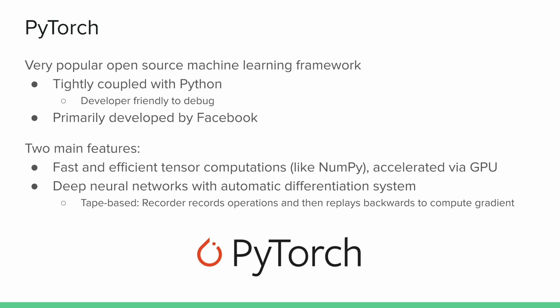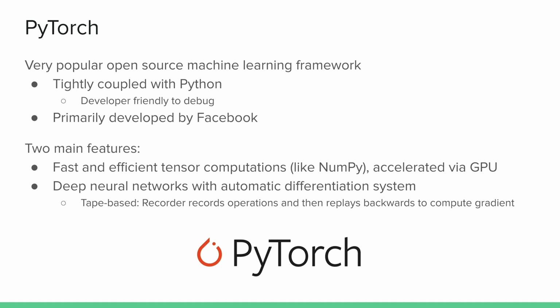The second very popular deep learning framework is PyTorch. It's, again, an open source machine learning framework that is tightly coupled with Python, therefore the name. It originated from Torch, which I think was written where you programmed in Lua. And given this tight coupling between Python and PyTorch, it's really developer friendly and easy to debug because you can just set a breakpoint and step into the operations of the framework. It's primarily developed by the Facebook AI research team, and it has two main features.